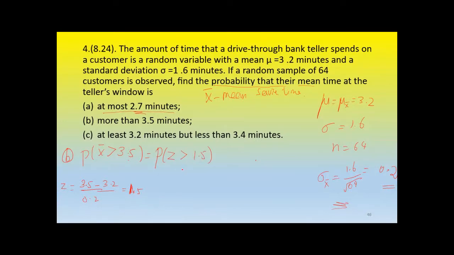than 1.5. When you want the area on the right side of z, you will write 1 minus probability of z less than 1.5, which can be found from the table. Go to the left extreme column 1.5 and the right side will be 0.9332. Check it. When you subtract, the answer is 0.0668.